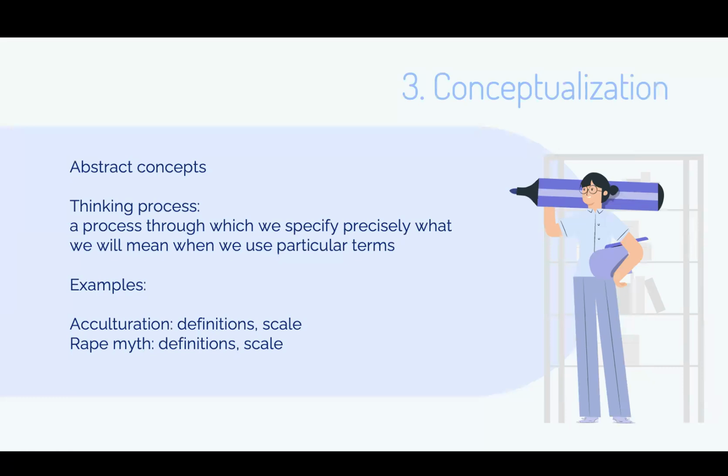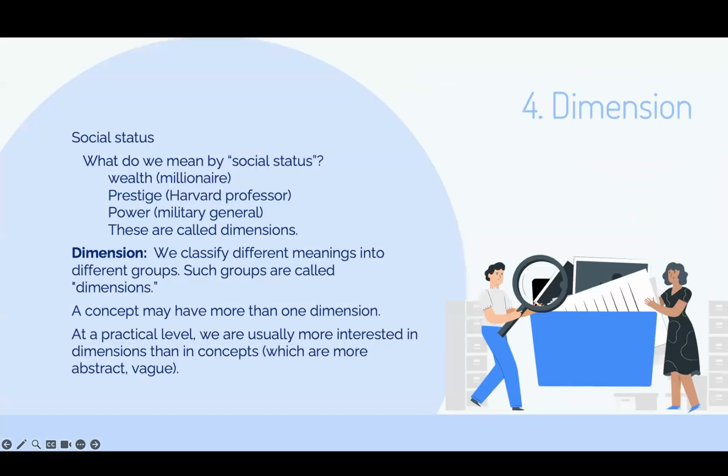sadness, anger, or fear. Conceptualization is our next step, where we define what we mean when we use specific terms. For example, when we talk about acculturation, we are referring to a specific definition and scale. This helps us avoid ambiguity in our research. A concept may consist of multiple dimensions. For instance, social status could include wealth, prestige, or power. These are all dimensions of the broader concept.